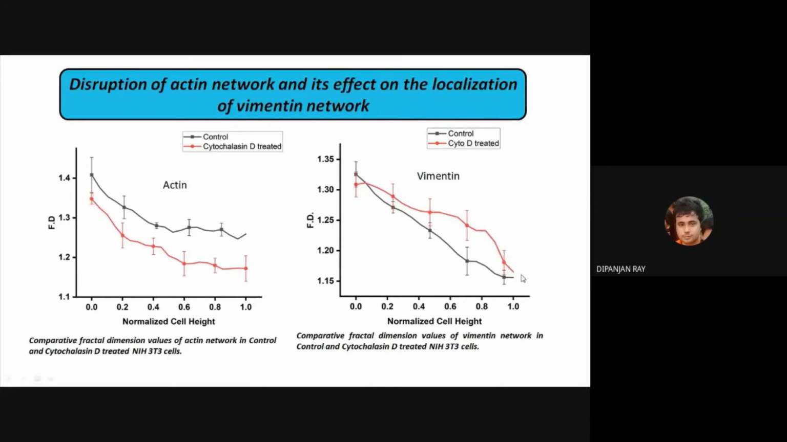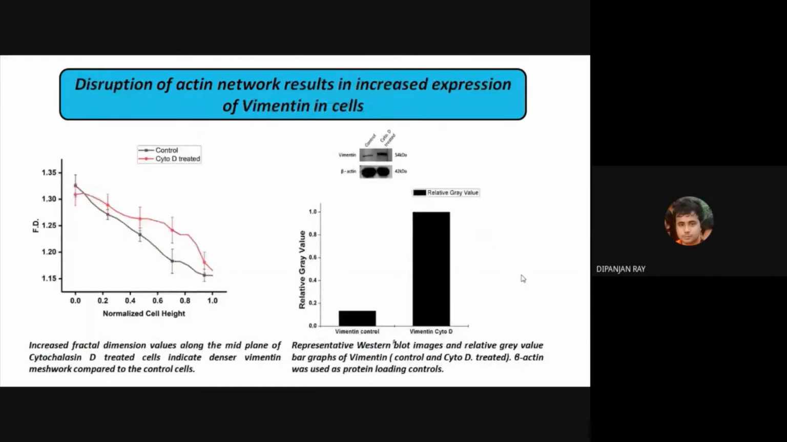So I hypothesized that maybe the disruption of actin filament causes the overexpression or upregulation of the vimentin network inside the cell. To confirm this, I also performed a Western blot experiment. From this Western blot experiment, it can be seen that in the control group of cells, the expression level of vimentin is lesser than in the cytochalasin D-treated group of cells. So from this, it can be hypothesized that maybe actin disruption causes overexpression of vimentin, which helps to compensate for the loss of actin, and it helps the cell to maintain its structural rigidity.